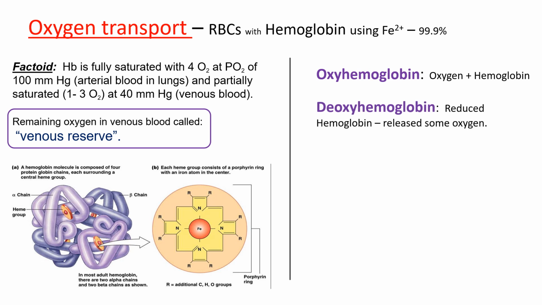Now, when oxygen binds hemoglobin, we call it oxyhemoglobin. And when it is reduced, when it is unsaturated, sometimes people will refer to it as deoxyhemoglobin.